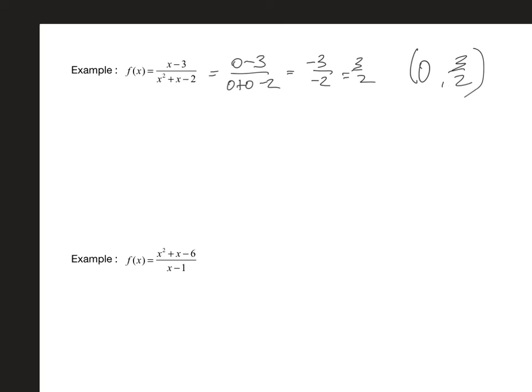And then this one down here, last one, if I plug in zeros, I get 0 plus 0 minus 6 over 0 minus 1, which becomes negative 6 over negative 1, which literally is just 6. This y-intercept is at 0, 6.